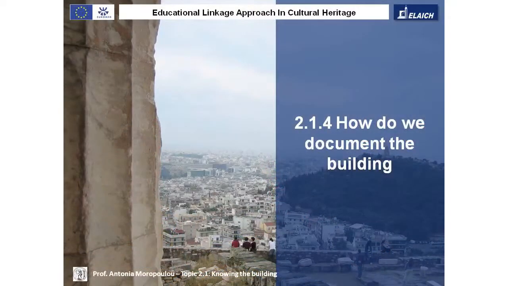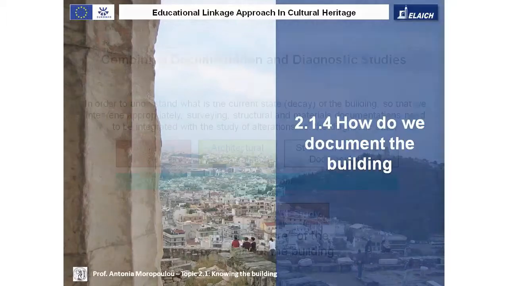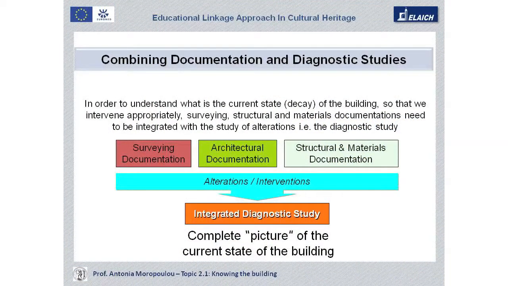How do we document the building? Documenting the building is dealing with combining documentation and diagnosis. Surveying, architectural documentation, structural and materials documentation, with emphasis on alterations and interventions, are comprising the integrated diagnostic study. This is giving a complete picture of the building in its current state.